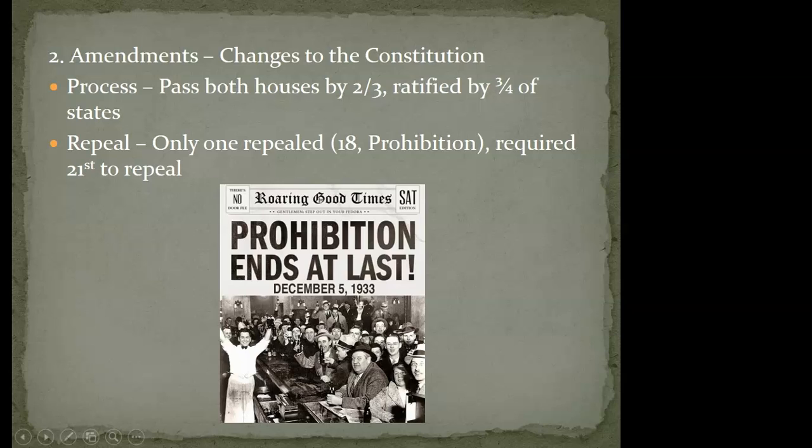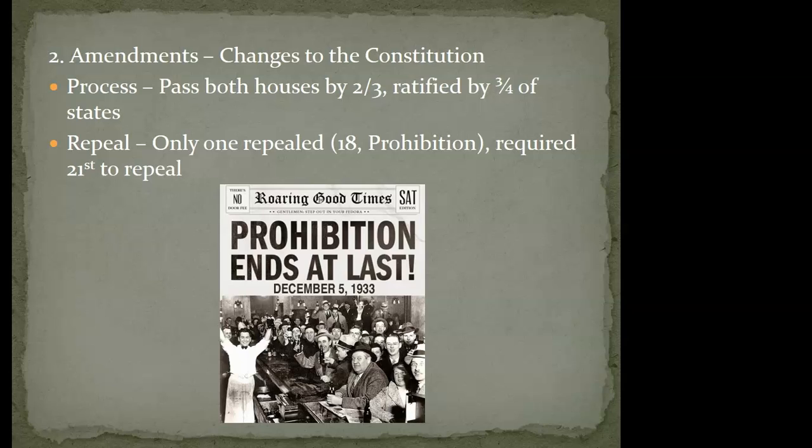The other item, and I mentioned this early on, but I did want to just solidify this process, is amendments. An amendment is either a change or an addition to the Constitution. And there is a process that these changes go through. First of all, any amendment that gets brought up before Congress has to pass both houses by 2/3. That is not easy to do. It's hard enough to just get a simple majority.